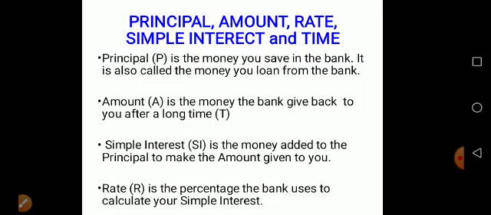Now, the simple interest is the money added to the principal to make the amount given to you. So you put the money in the bank, principal, the bank gives you a bigger amount, that's amount, and then the simple interest is what you add to that principal to make the money bigger that was given back to you. And then rate is the percentage the bank uses to calculate your simple interest.